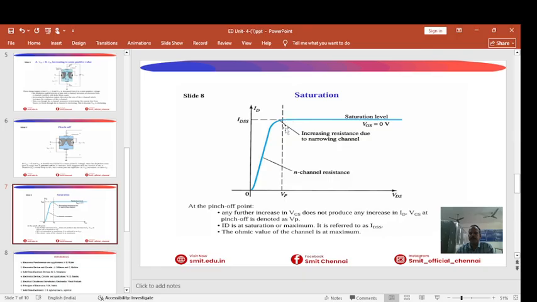So the pinch off point is marked. From there we cannot exert control on the JFET. That is very important. That is depicted in the diagram as VP. Even if you increase further, there is no variation. It attains the saturation value that is referred to as IDSS. The ohmic value of the channel is maximum under this condition. So this is a clear representation of the characteristics of the JFET under saturated condition.